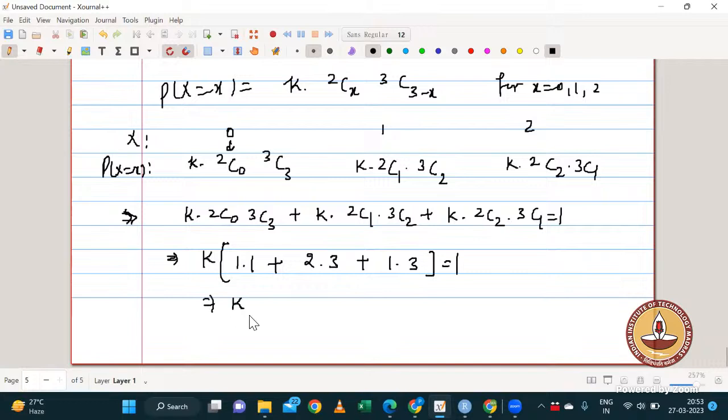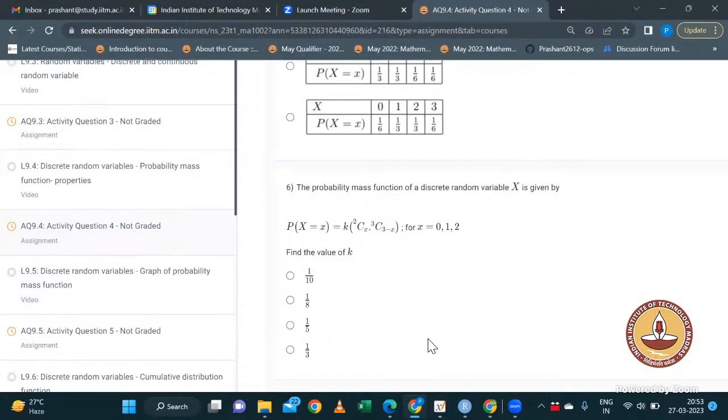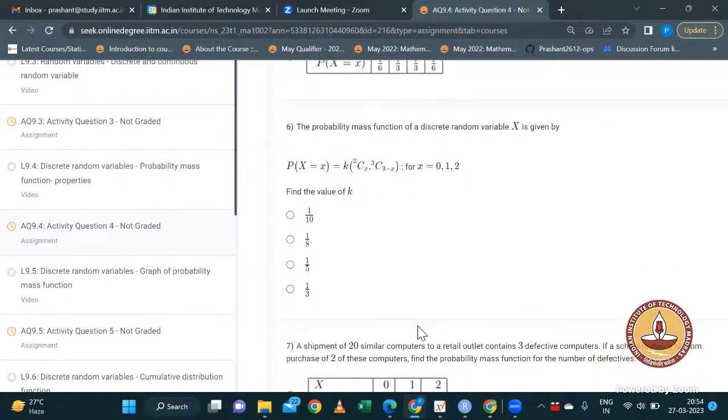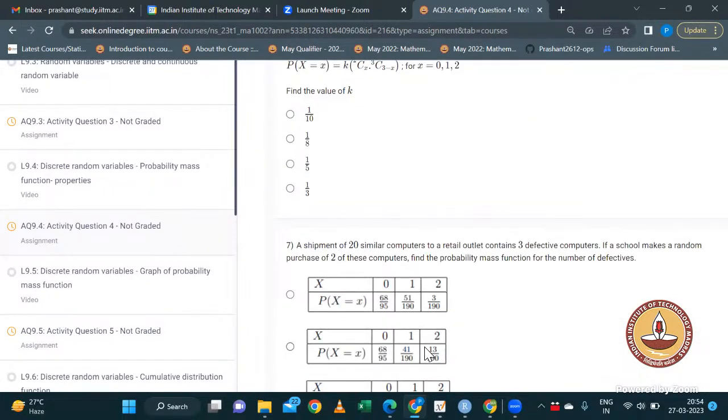Oh, okay. I thought C is a constant, sir. No, C is not a constant. It's a combination. Okay, sir. That is what my confusion was. I thought C is a constant. No, not a constant. That is 2C. Okay, so got it. Thank you.